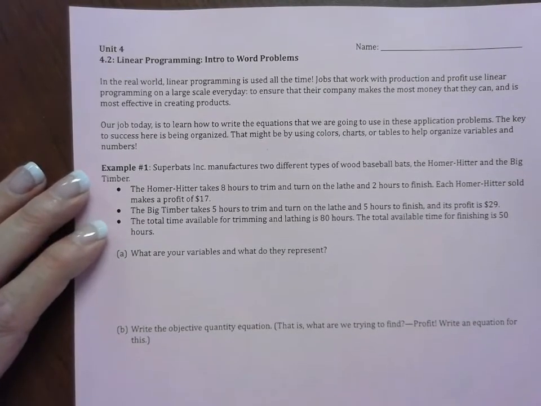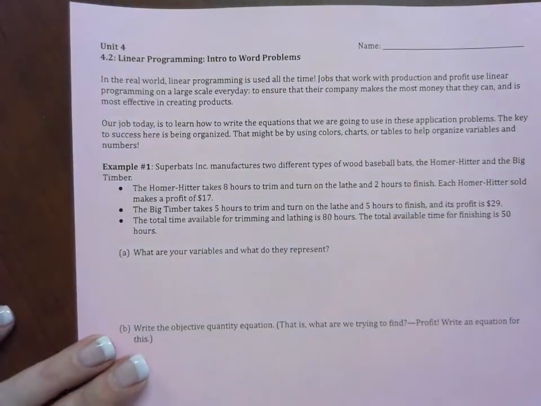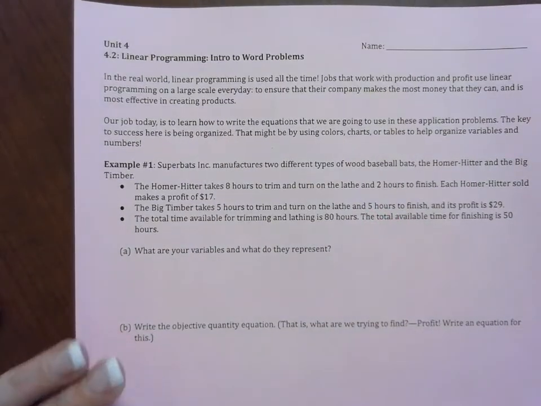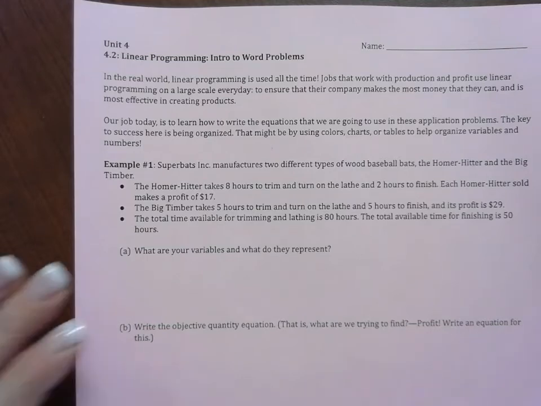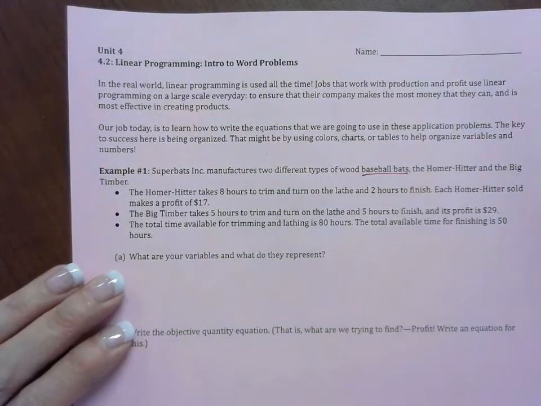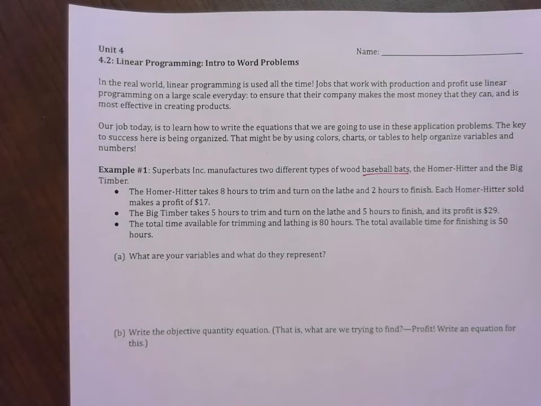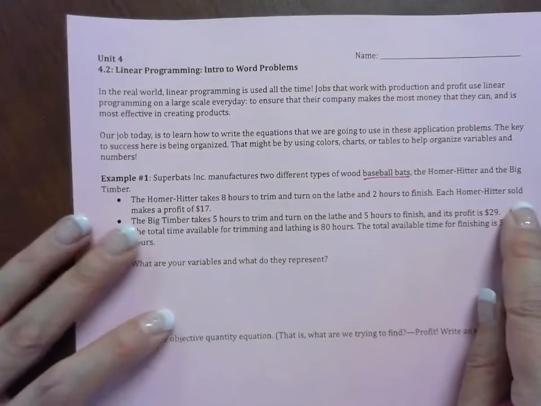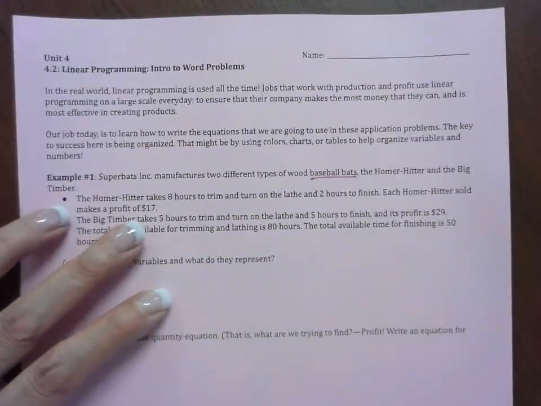Homer Hitter takes 8 hours to trim and turn on the lathe. What's lathe mean? Anybody know? It's a thing that smooths out the baseball bats, okay? And 2 hours to finish. Each Homer Hitter sold makes a profit of $17.